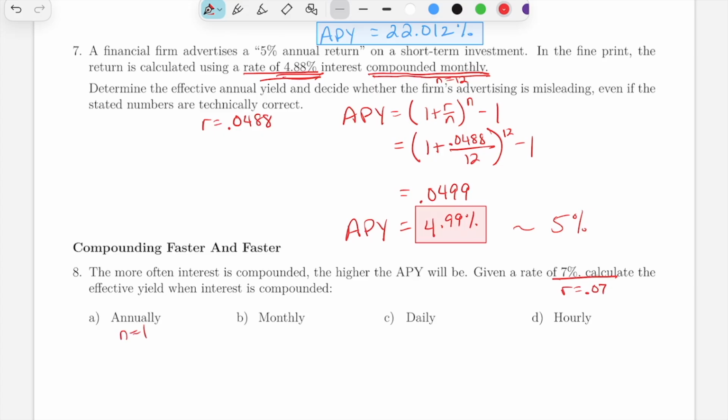This is N equals 1. Monthly will be N equals 12. Daily will be N equals 365. And then hourly, N will be whatever 365 days times 24 hours in a day will be. We'll get to that in a minute. All I'm going to do is go through and substitute all these into our equations, and then we can compare and see the differences.